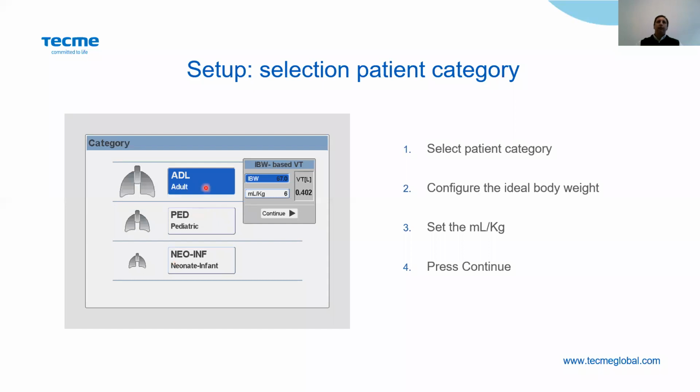Once I have selected the patient category, I'm going to be able to set the ideal body weight and the rate of ml per kg that I want to ventilate. This is an important adjustment that I need to do before the initial start of the ventilation. The idea is to preset the tidal volume and also the tidal volume alarms in order to ventilate this patient properly. Once I have set the ideal body weight and the rate of ml per kg, I just need to press continue to go to the next step.